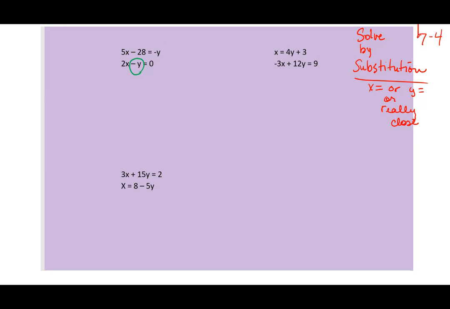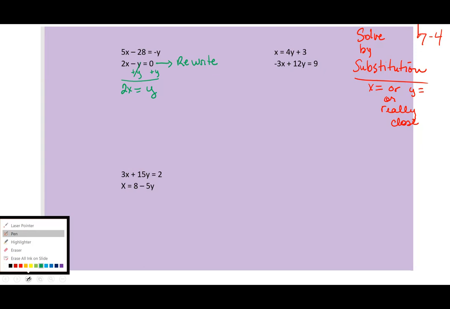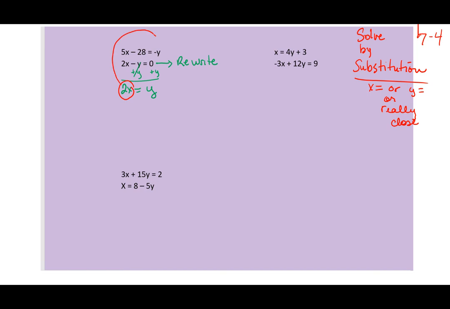So let's take the second one and rewrite it so that it says y equals. I'm going to add y to both sides. And now it says equals y, which is the same thing. Now we can substitute. It says that y is equal to 2x, so I'm going to take 2x and put it in the other equation where the y was. Let's see what that looks like.